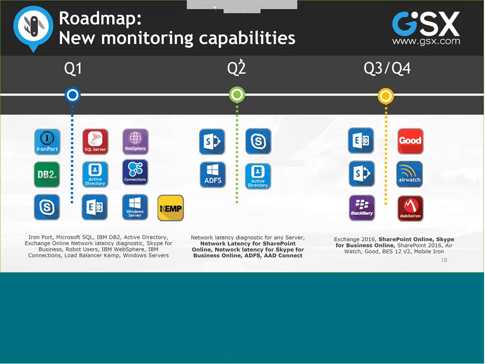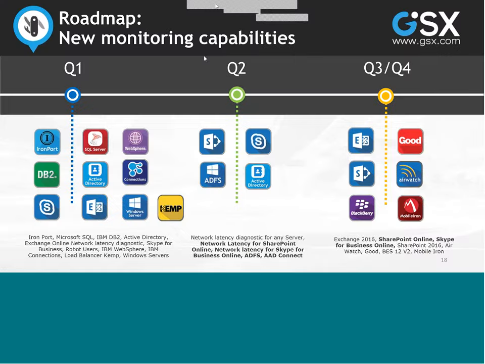Just to tell you what we are working on right now for this end of year. Basically, we will focus on the MDM part. The MDM part, Good, AirWatch, MobileIron are our main focus for the end of the year, and we should have monitoring capabilities for that before next year. And of course, everything will be integrated in that new web dashboard that we spoke about, and again that will ease the management of so many different environments.